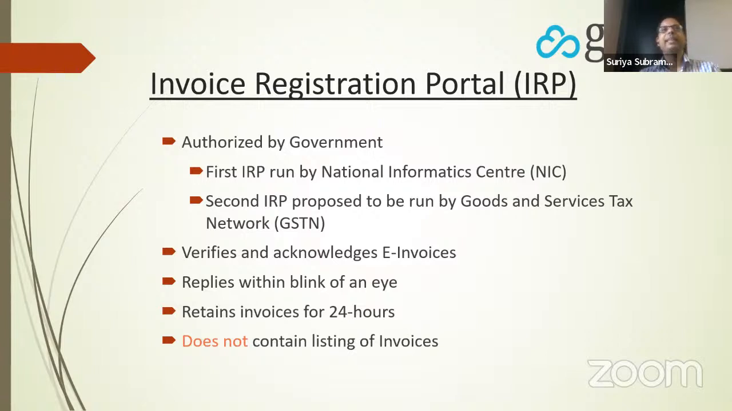The IRP retains the data for about 24 hours. Between 24 to 72 hours, the IRP keeps these details. Beyond that time, if you go to the IRP portal, you will not be able to see the e-invoice. So you should keep proper records and make sure that if you need any proof, you have it in your own computer systems.